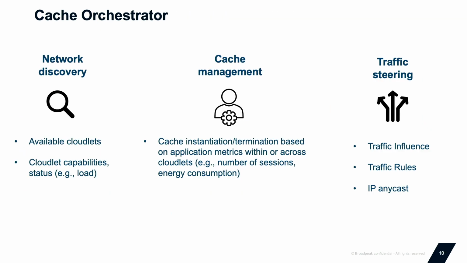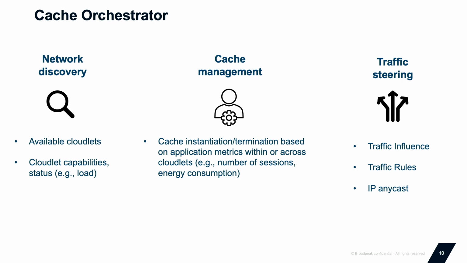The cache orchestrator has three important pillars: the network discovery, cache management, and traffic steering. The cache orchestrator needs to know the available cloudlets, their location, coverage, capabilities, status, and so on. So this network discovery allows the orchestrator to build the network topology and to know where it can deploy the cache instance. The orchestrator also manages the life cycle of the cache instance, such as instantiation and termination, based on different application metrics, such as the number of streaming sessions, energy consumption, and so on.